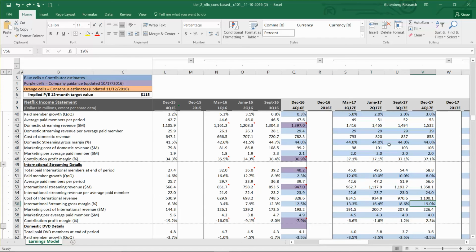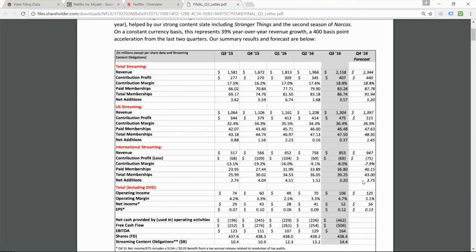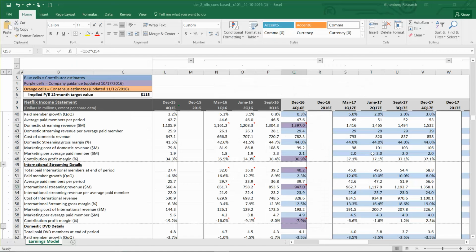So obviously we're not going to reach the 44% that we saw in the United States, but over time you could get there. And then for international streaming revenue per member, we have it slightly higher than what we saw in the third quarter, and that's ultimately how we got back to the $947 million guidance that management gave last quarter for international revenue, which is right here. And then we have that coming down slightly in March, and ultimately, on average, staying about flat through 2017.